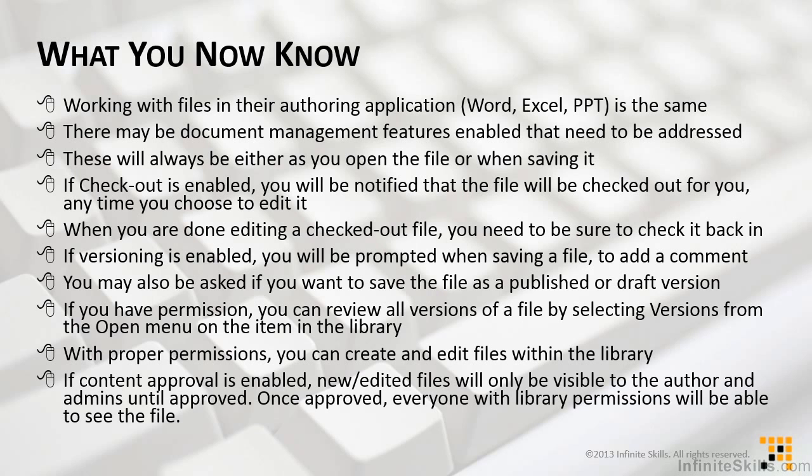If you have permissions, you can review all of that versioning of a file by selecting Versions History from the Open menu on the item in the library itself. And with proper permissions, you can create and edit files within the library. If content approval is enabled, though, new or edited files will only be visible to the author and admins until approved. But once approved, everyone with library permissions will be able to see the file.